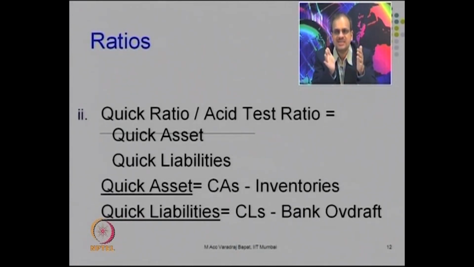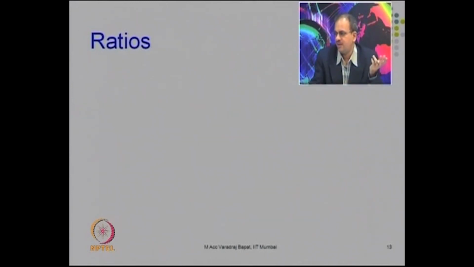So, quick assets are those specific assets which can be readily converted, and we are comparing them with those liabilities which have to be immediately paid. So, if you want to know the immediate liquidity, quick ratio will be a better tool. If you want to know overall liquidity, current ratio could be a better tool.